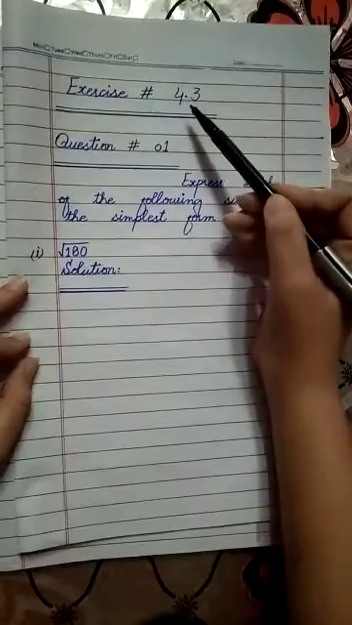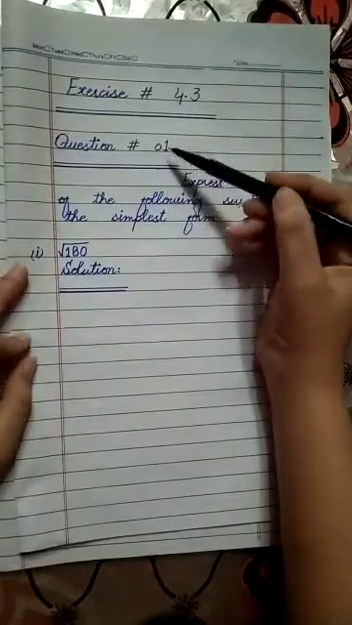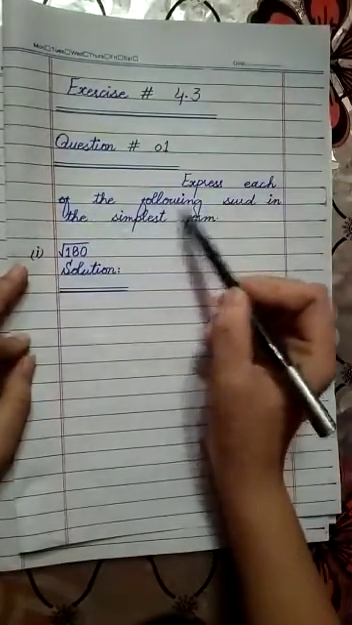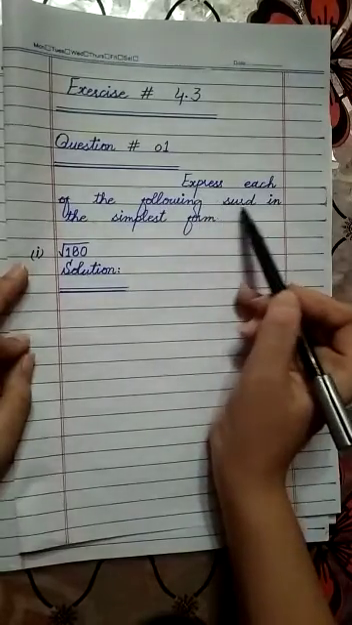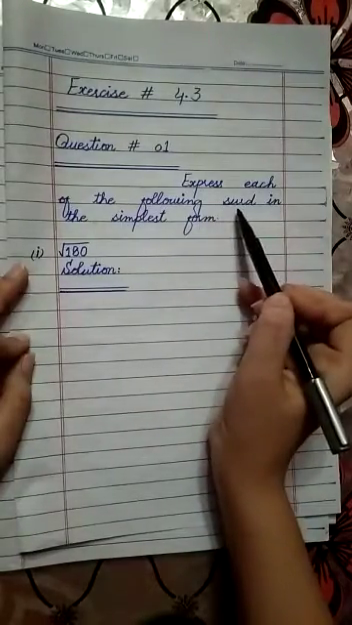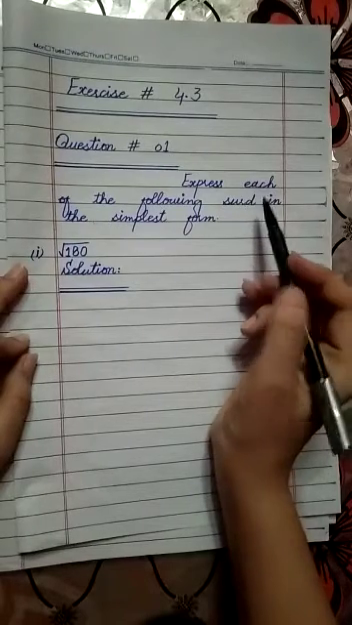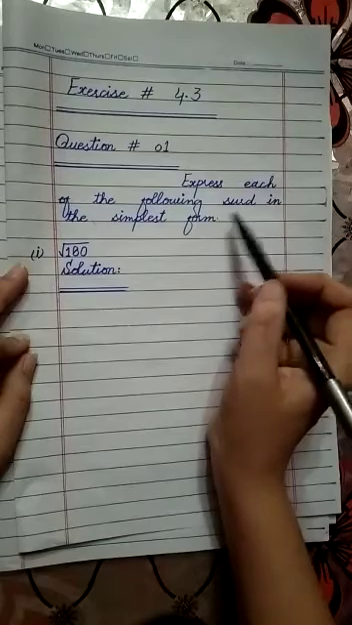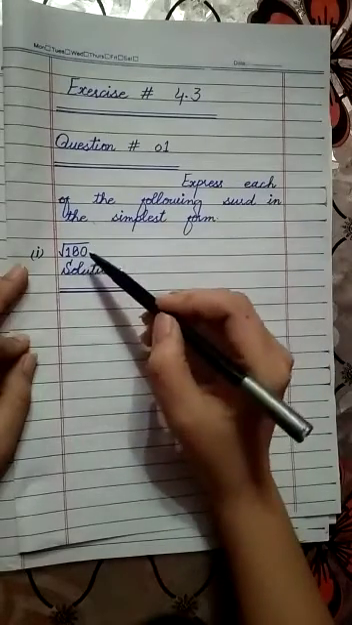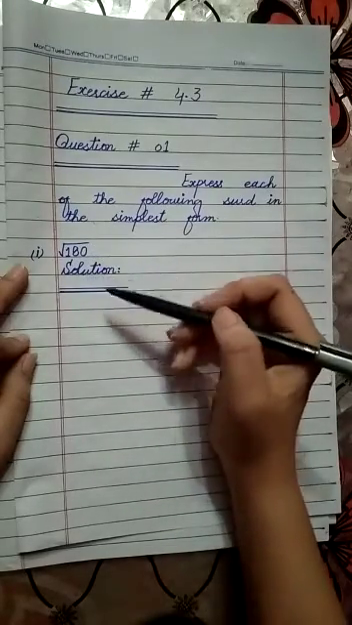Now come to exercise number 4.3. Question number 1. Express each of the following surds in the simplest form. Surds are given. Surd means square root or roots. The values inside the root that are given, that is called a surd. Few surds are given and we have to simplify them.